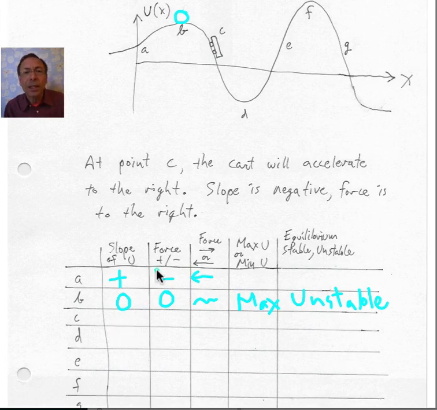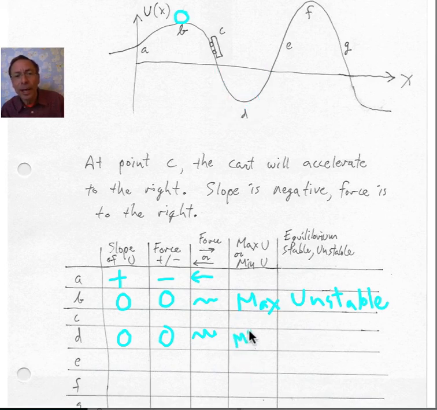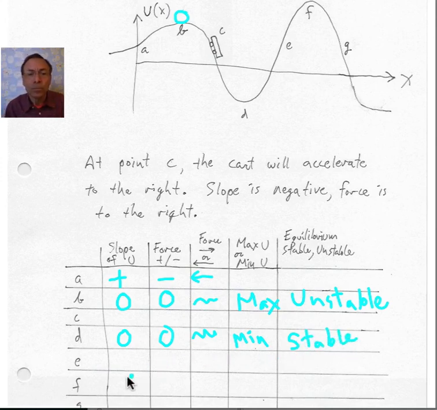So C, I think we can skip the answers to that one. D, all right, here at D, the slope is 0. So that means the force must be 0. So we don't really care here. And which one is it, a maximum or a minimum? Well, this is obviously a minimum of energy. And at a potential energy minimum, we have stable equilibrium. It's stable.